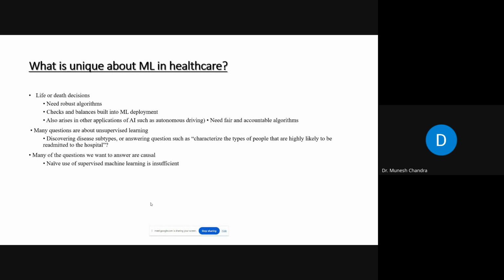So what is unique about ML in healthcare? As we know, if we are able to identify the disease at an early stage, then we can prevent the disease, as we have discussed. We can take support from healthcare professionals and recover fast. We can even save money. Basically, machine learning algorithms are helping in life or death decisions, so this is one of the most important features.